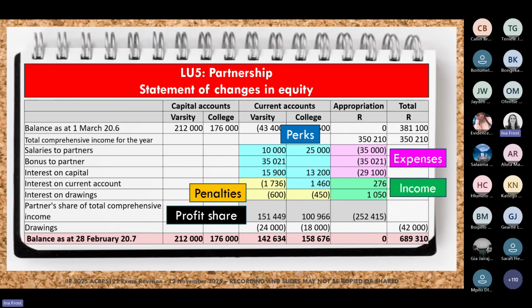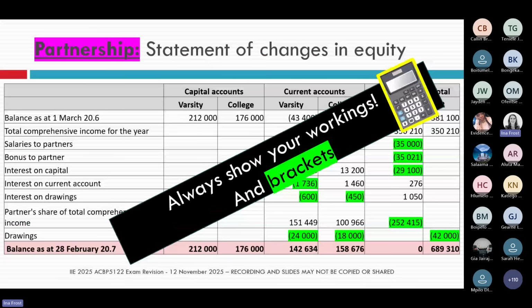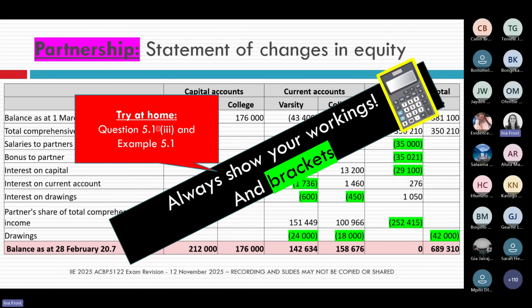Okay, thank you. What I wanted to say is, remember, you can then go and do question 5.1. In that question, you actually have to do the current accounts and appropriation accounts, and then the statement of changes in equity. So in that question, you've got both.